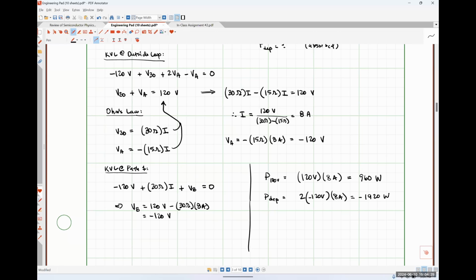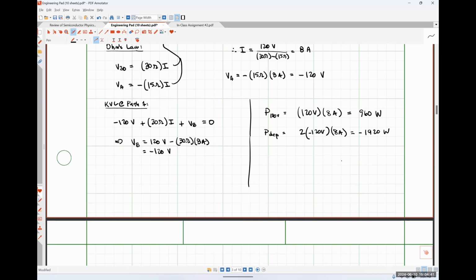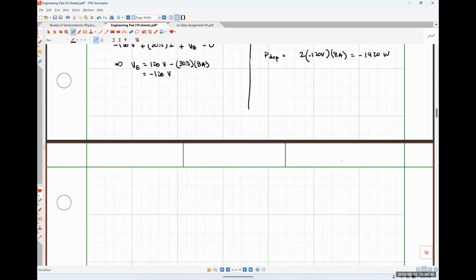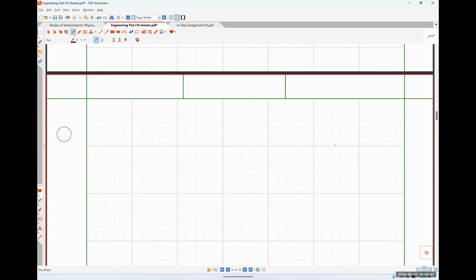So we've learned what Kirchhoff's voltage law is. We've looked at a couple of different problems that use it. One last thing before we move on here. So let's say that I have this circuit.